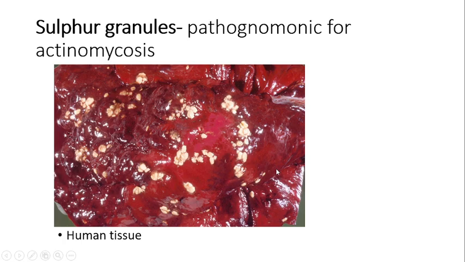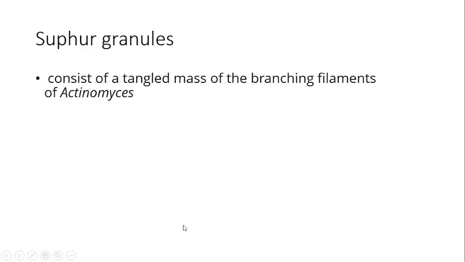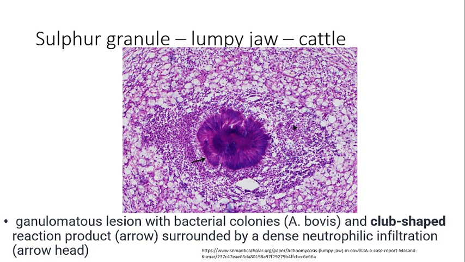This is a human tissue. And histologically, you can see it like this. This is the magnified form of the sulfur granules. They will be radiating filaments. And the sulfur granule consists of a tangled mass of branching filaments of Actinomyces. In the center is the tangled mass of Actinomyces, and a club-shaped reaction product surrounded by neutrophils is around this one.